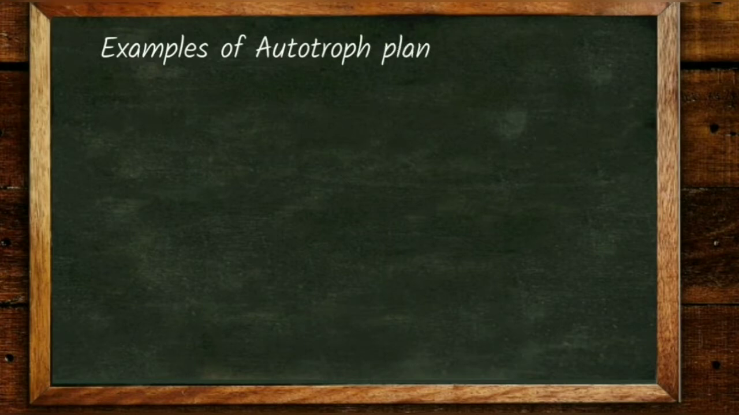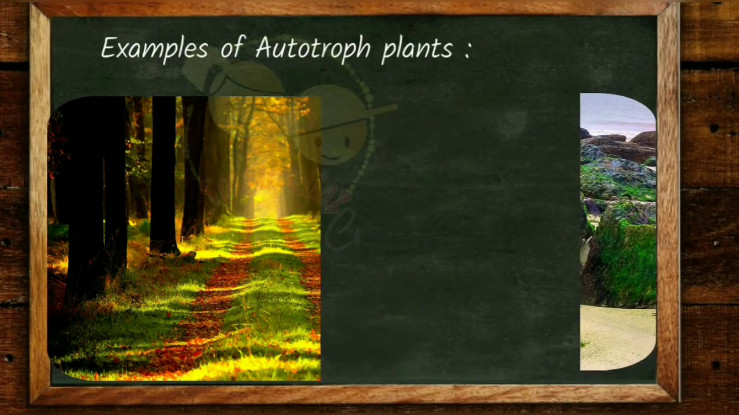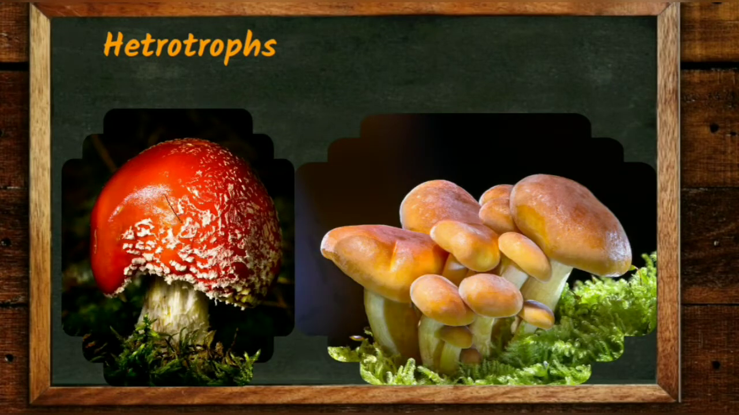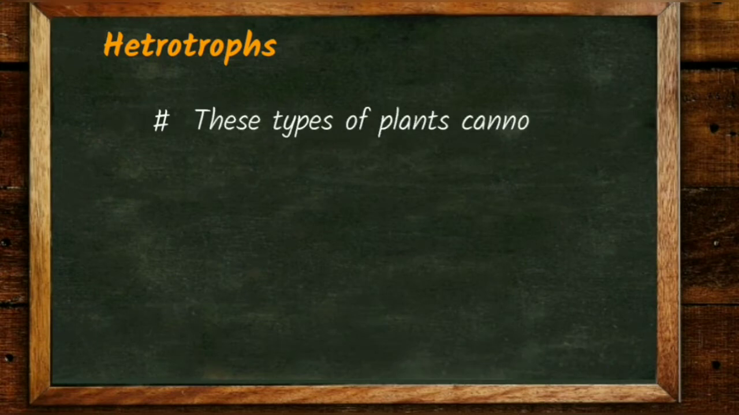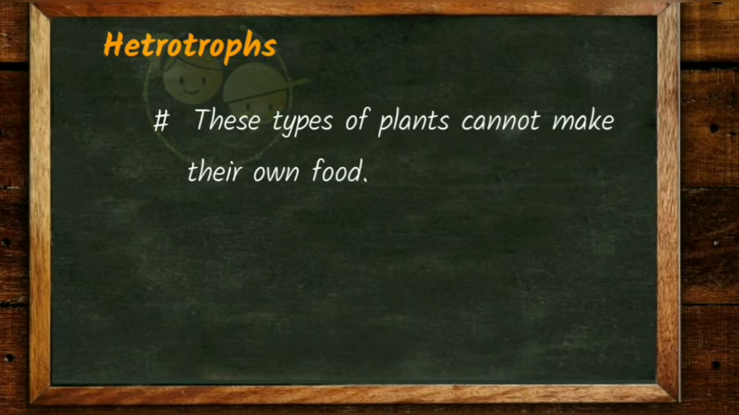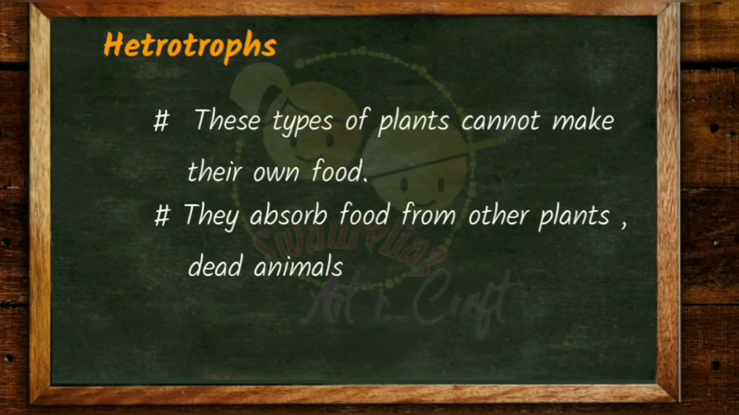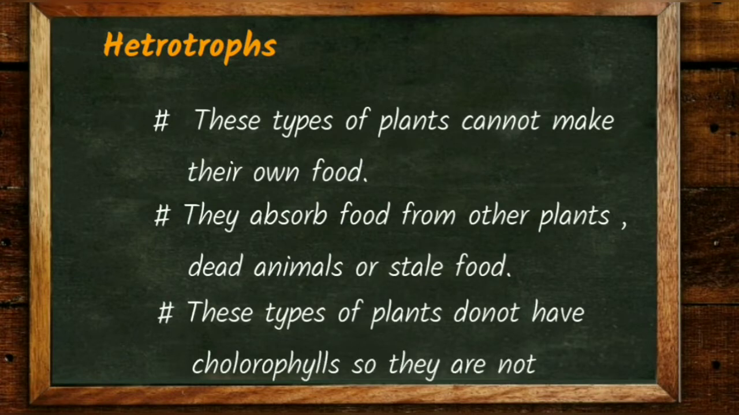Now let's see examples of autotroph plants. All those green plants which can make their fruits are autotroph plants. Now let's learn about heterotroph. These types of plants cannot make their own food. They absorb food from other plants, dead animals or stale food. These types of plants do not have chlorophyll, so they are not green, they are of different colors.